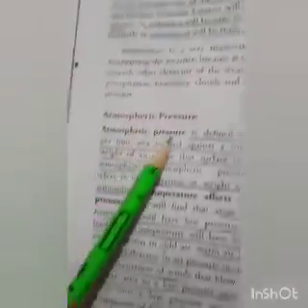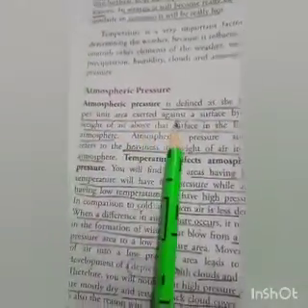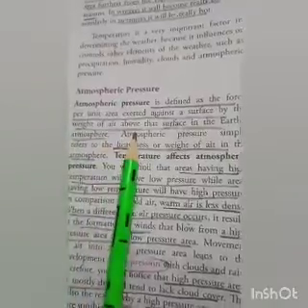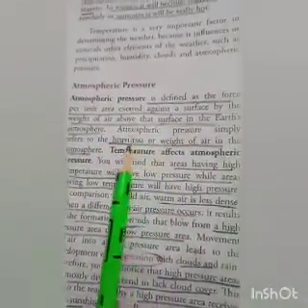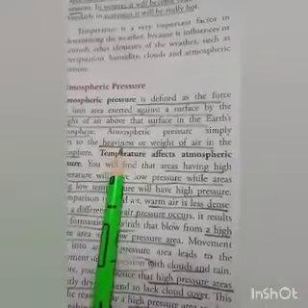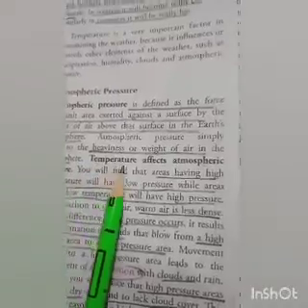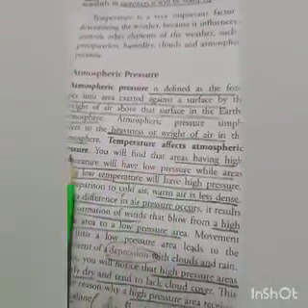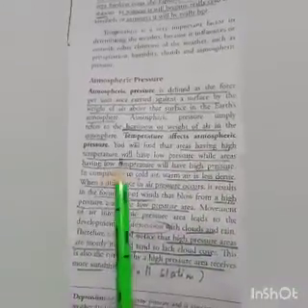Next is atmospheric pressure. What is atmospheric pressure? It's a force per unit area exerted against the surface by the weight of air above that surface in the Earth's atmosphere. So in simple words, it refers to the heaviness or weight of air in the atmosphere. So temperature affects atmospheric pressure. I'll tell you how. The areas which have high temperature will have low pressure.